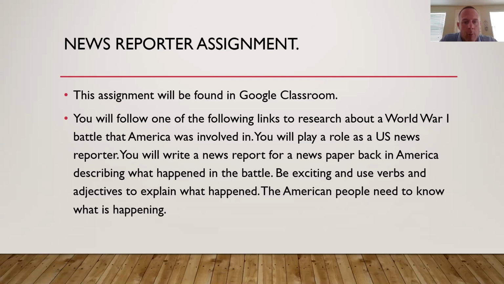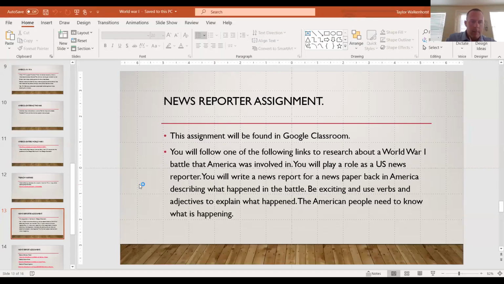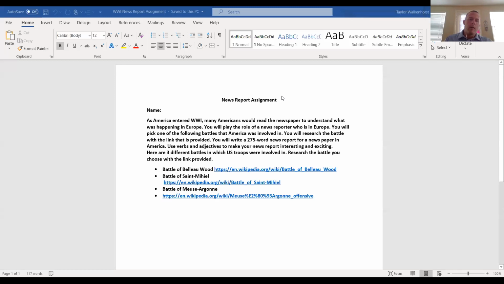Okay, what you're going to do is research one of 3 battles of World War I where the United States was involved. They were involved in a lot more than 3, but 3 main ones. And there's going to be links provided. I'll pull it up right now. This is in Google Classroom on the World War I News Report assignment, Google Doc.